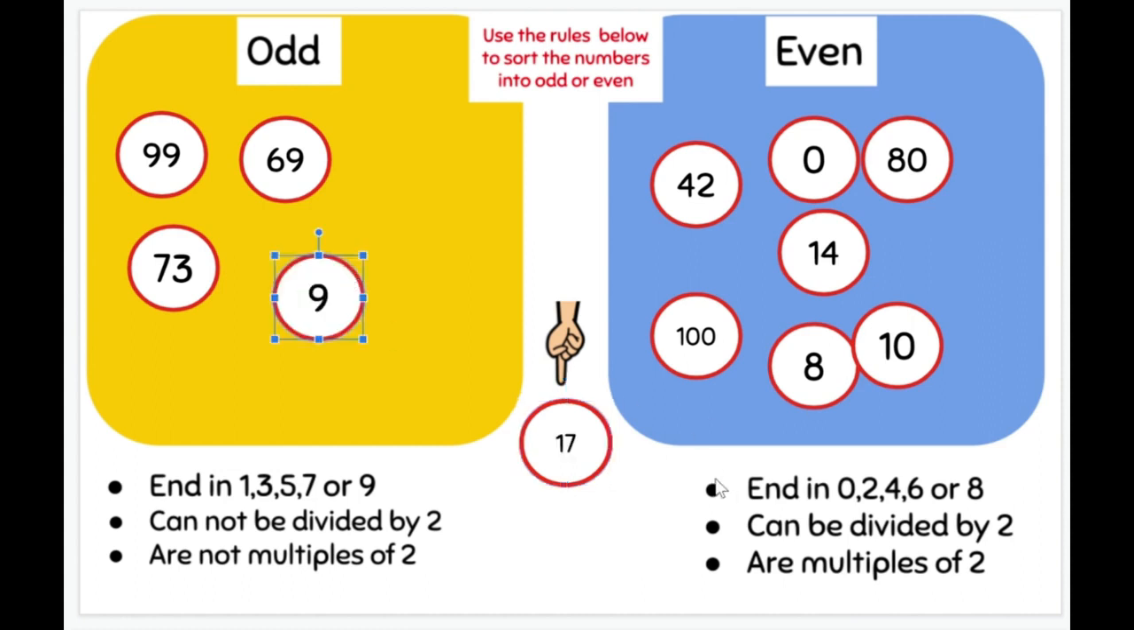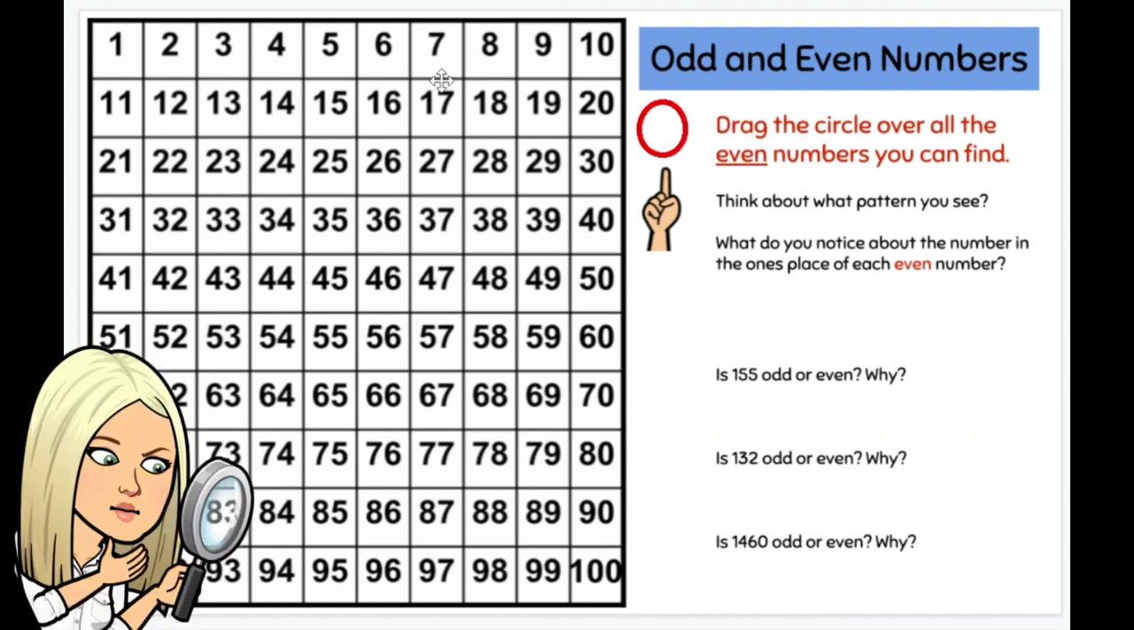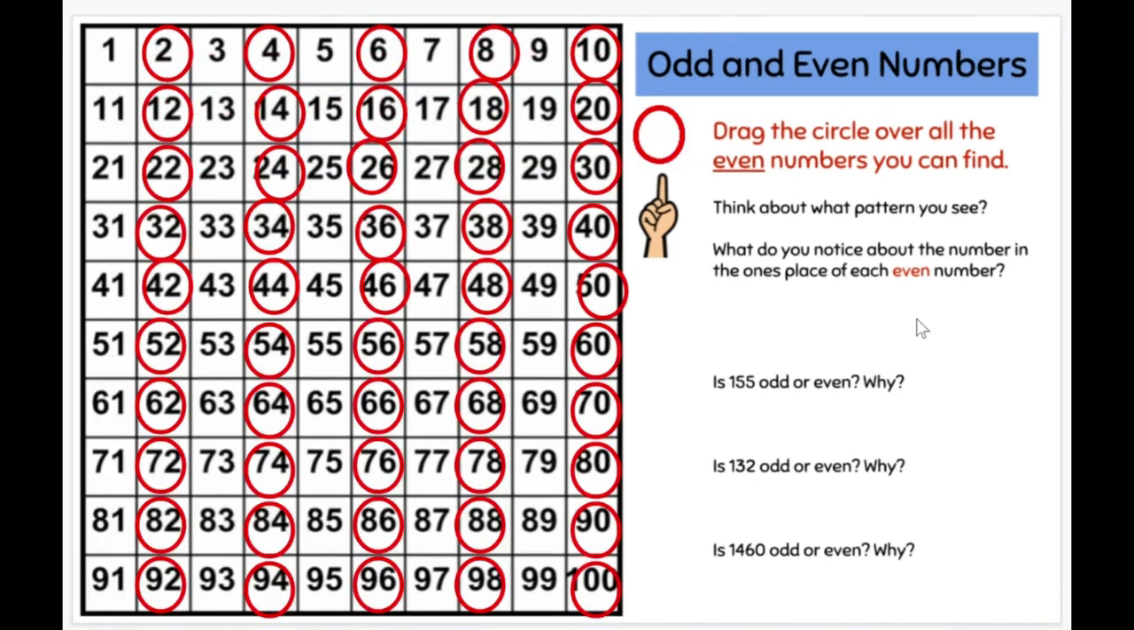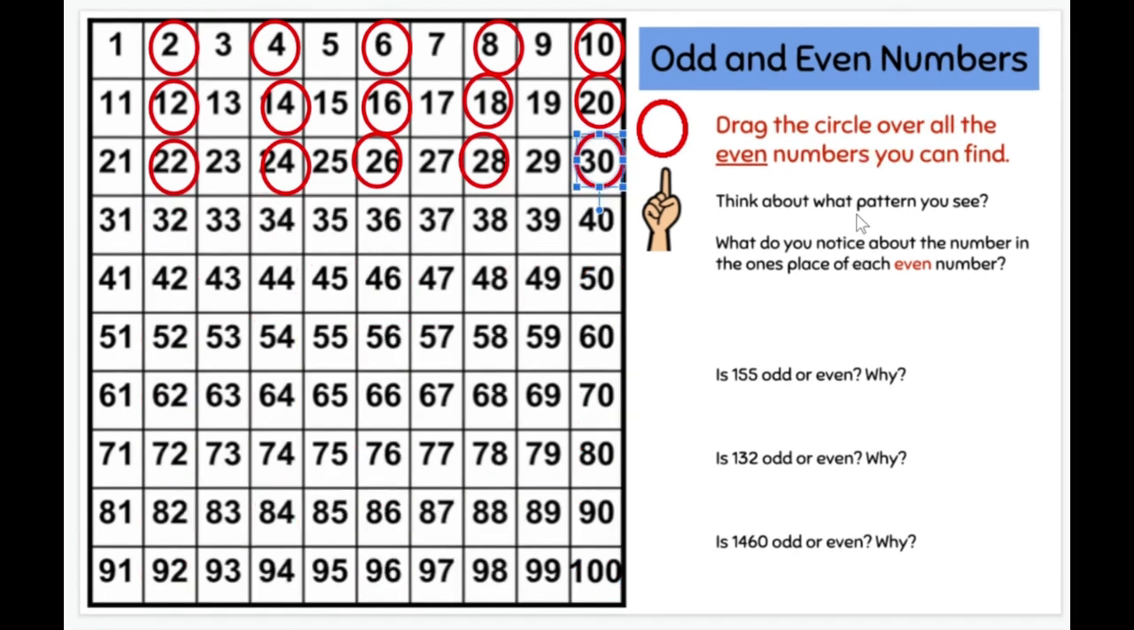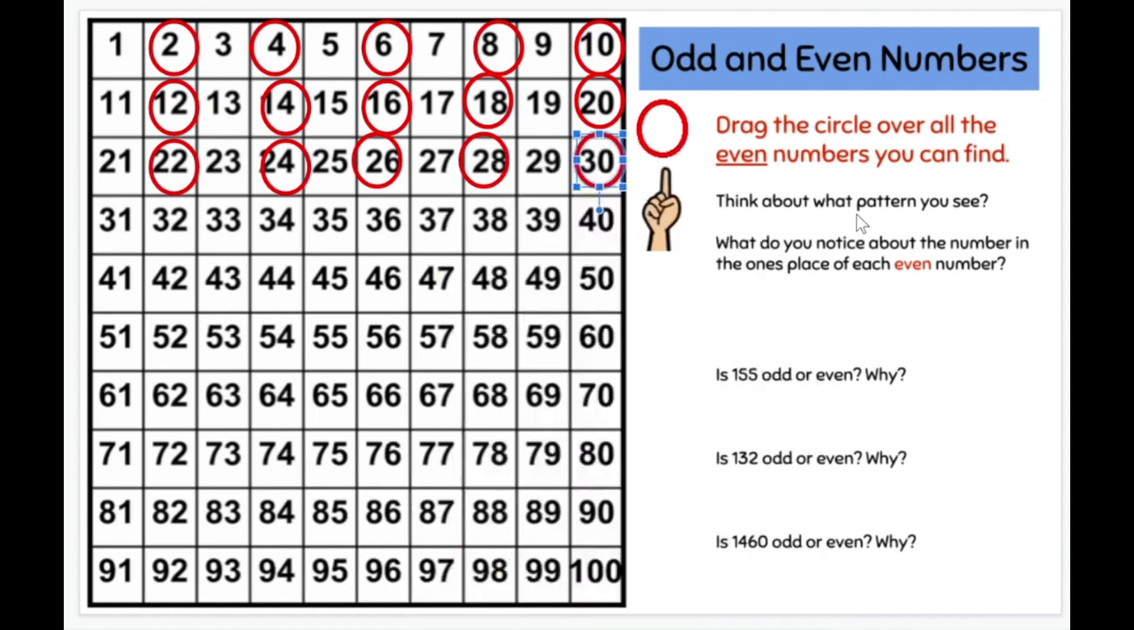We'll leave it there. If you have a look on the hundreds chart, you'll notice that it's every second number that is an even number. So have a look and think about the pattern that you see. What do you notice about the number in the ones place of each even number? Remember, no matter how big the number is, you only have to look at the ones place to figure out whether a number is odd or even.